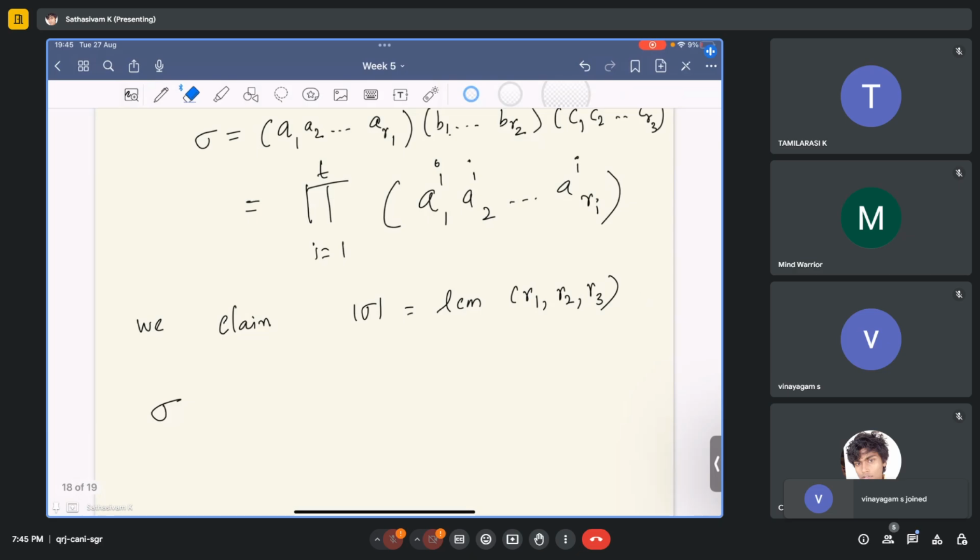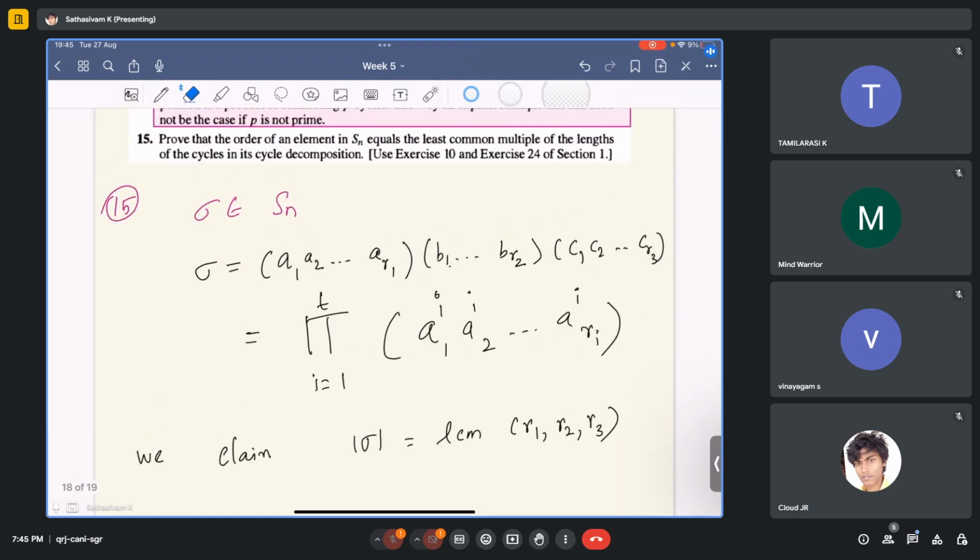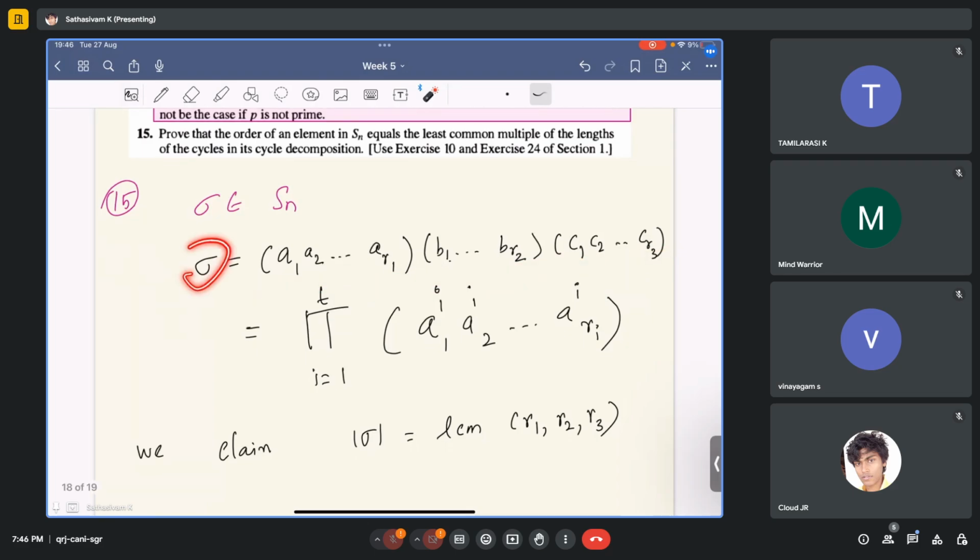Okay, I think somebody came, so I just mention what is the thing we are trying to prove. See, what we are trying to prove is if you take an element of Sn and write it as a product of disjoint cycles, okay, you write it as a cyclic decomposition. Then the statement that we want to prove is the order of this one is nothing but the LCM of the lengths. So this has R1 elements, this has R2 elements, this has R3 elements. So the order is basically the LCM of the length of each of the cycles. Okay. So that is what we want to prove.